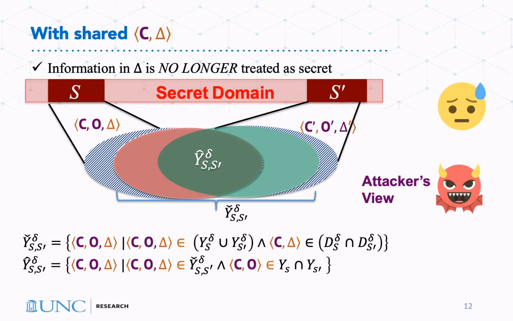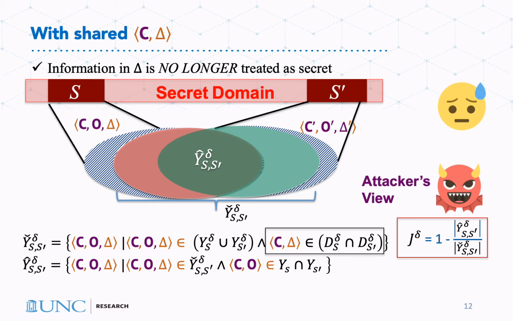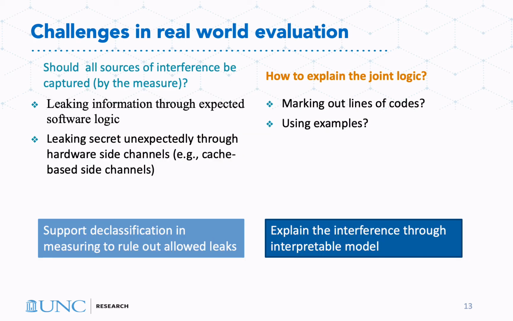Similarly, I also removed the allowed interference in the attacker's view for S prime, and both steps remove allowed interference from our measure. That is, the update sets will only consider the case when C and delta are shared between S and S prime. We update the Jaccard distance measure using the new union sets and intersection sets to evaluate the information linkage with user-defined declassification.